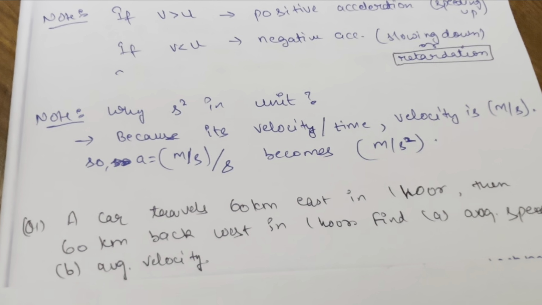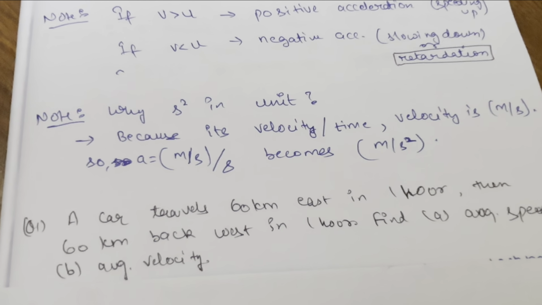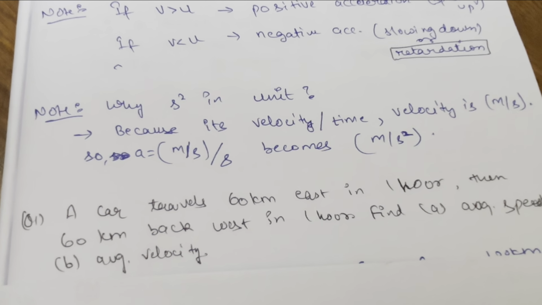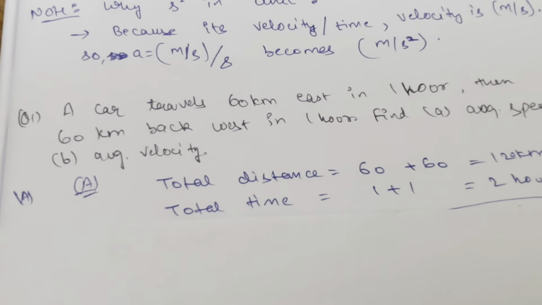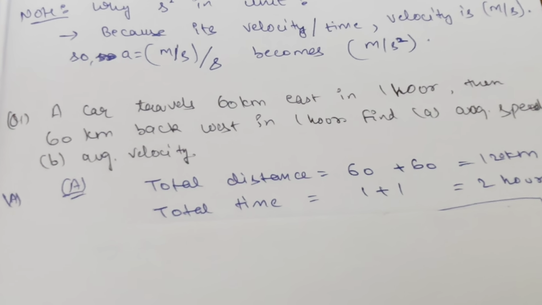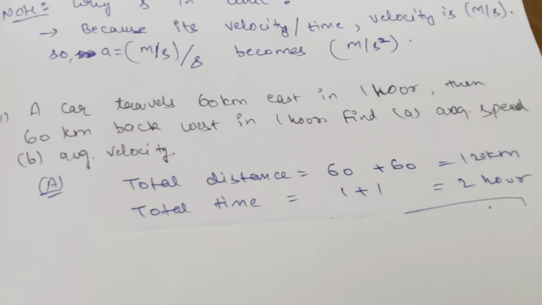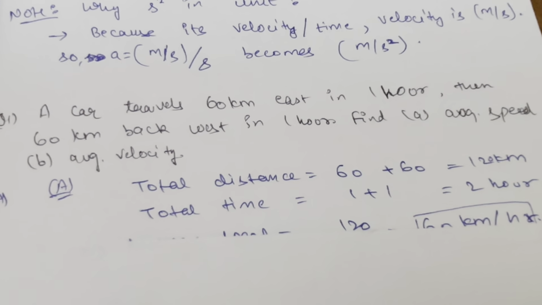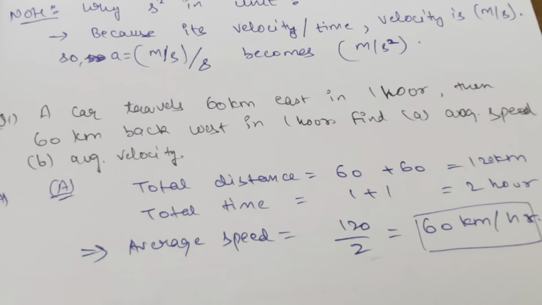Let's say a car is traveling 60 km east in 1 hour, then 60 km back west in 1 hour. Find A, average speed, and B, average velocity. So what we learned till now? We learned that the average speed is basically total distance traveled, 120 km. Now what is the time taken? Time taken is 1 plus 1, 2 hours. Then what will be the average speed? Average speed will be 120 by 2, which is 60 km per hour.